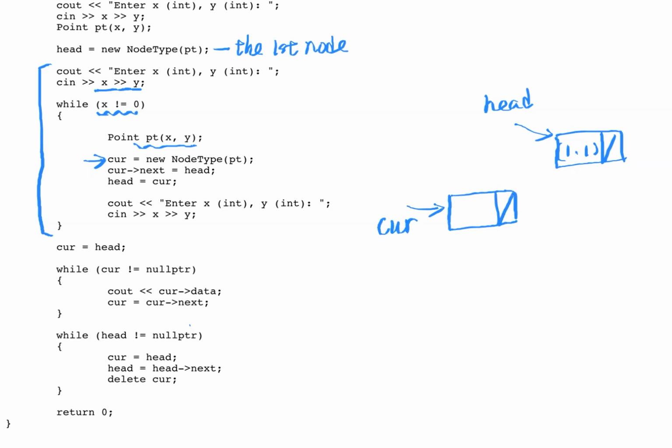And in this new node, the next is null pointer. Now assuming the user entered 2, 2. So in this new node, we have point 2, 2. This is step 1. And step 2, the current next equal to head.